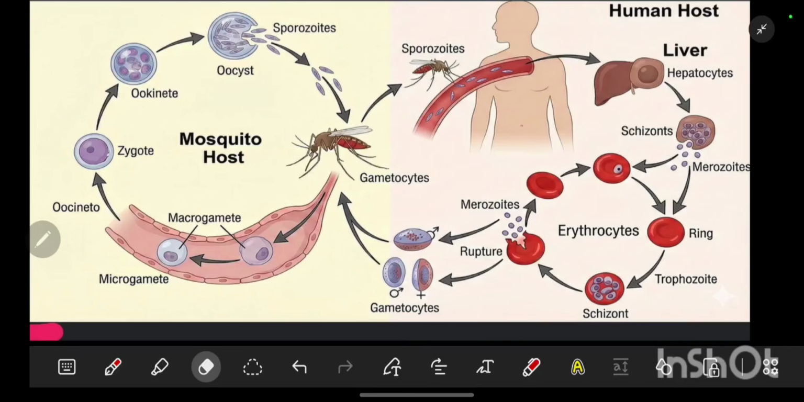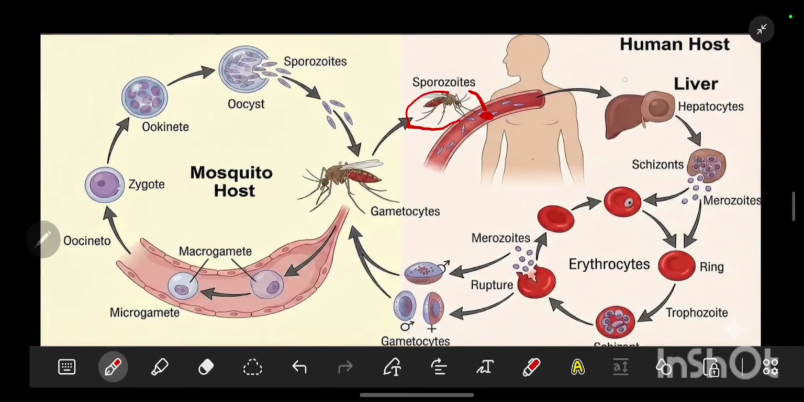So we have the first carrier, which is the mosquito. The female Anopheles mosquito comes and bites you. When it bites you, it deposits its structures, which we are going to call the sporozoites. When the sporozoites are deposited, they move to the liver. When they reach the liver, they begin to divide. This period takes about 5 to 12 days.